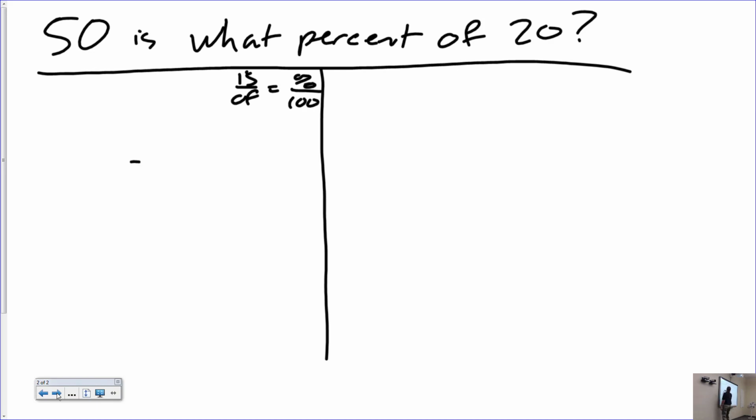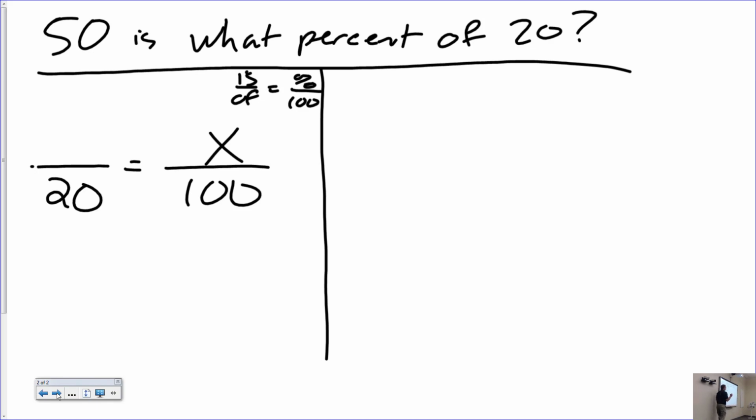So, start with the percent, folks. What do I put over the 100? X, right? Because I don't know what the percent is. Put X in there. What number follows the word of? 20, right? Make sure that that goes in the bottom of your fraction on the left-hand side. And then what number is associated with the word is? 50. Again, based on where x is, cross multiply and divide.